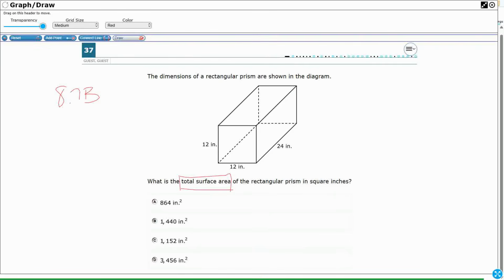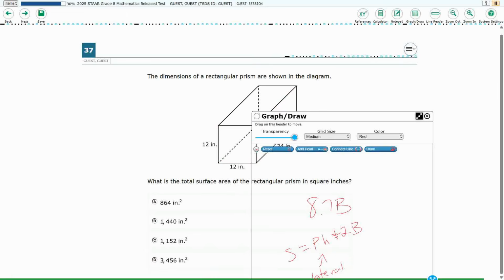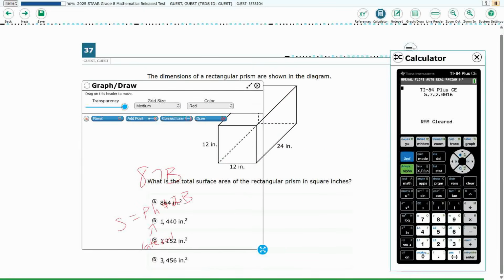Now, if we don't know what that means, it's not going to be very helpful. Plus 2B. All right, so this is just the lateral surface area. Perimeter times the height. So what we want to do is we want to find the perimeter of one of the bases, multiply it by the height, and then we need to find the area of the two bases. That gives us the total surface area. So lateral just does the 4 rectangles connecting the two bases. The total surface area gets those two bases involved.